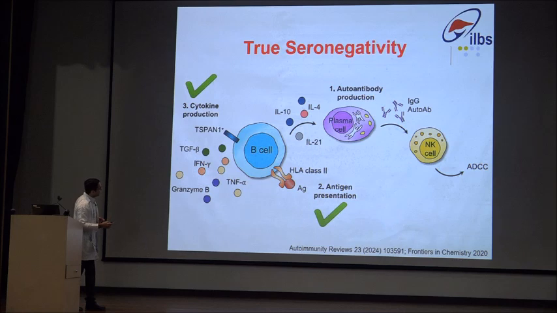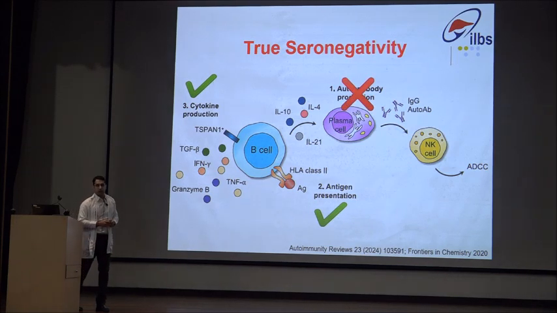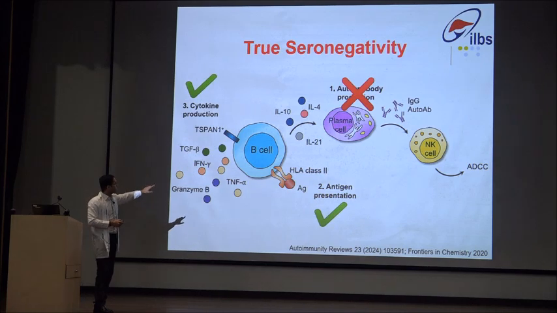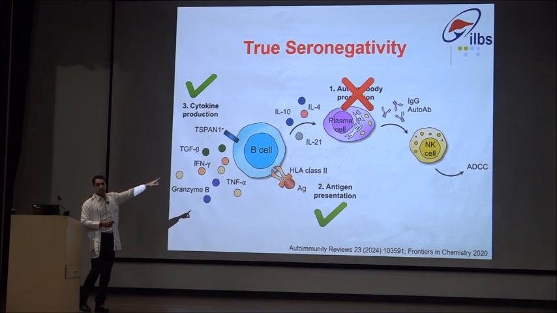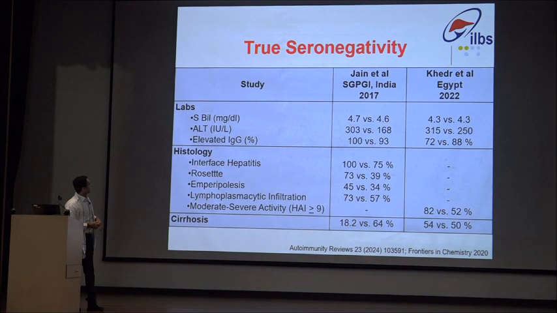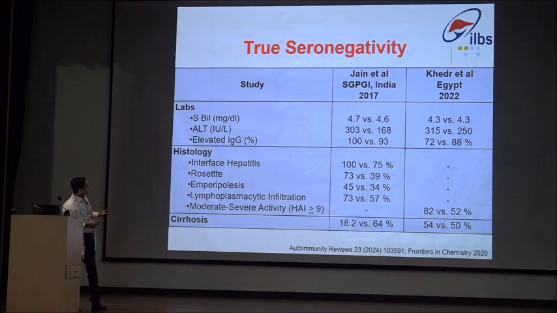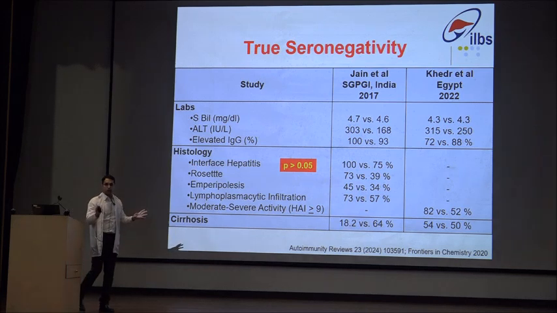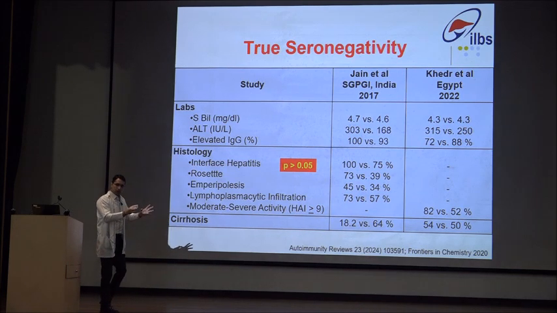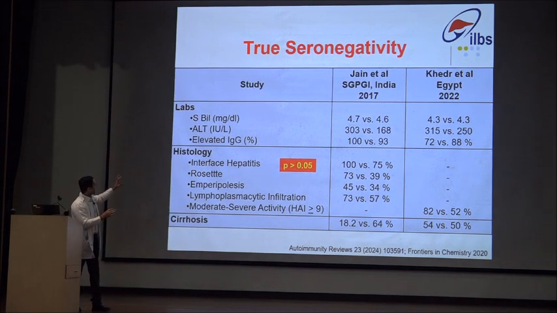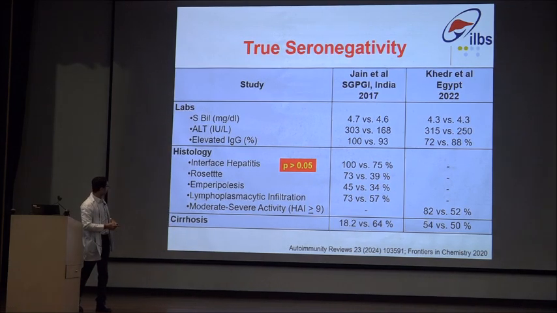So true seronegativity would mean that they can still act as antigen presenting cells, they can still cause cytokine production. What they cannot do is autoantibody production. So all other work of B cells is still ongoing, but the only thing they cannot do is produce autoantibodies. So what does seronegativity mean? Seronegativity, still in some studies, I'll come back to these studies later, shows that inflammation or biochemical or histological injury is not different between the two. So they are still causing autoimmune liver damage, but biochemically and histologically they remain the same.